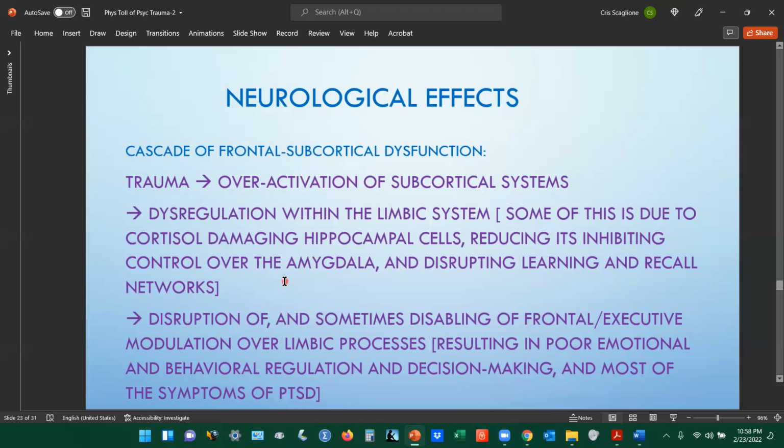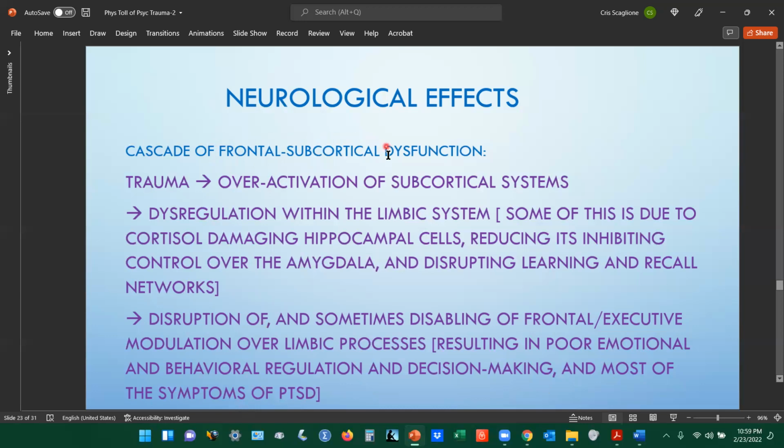Eventually, if this happens enough, which it can with prolonged stress or high levels of trauma, it leads to the disruption of, and sometimes the disabling, at least temporarily, of our frontal executive modulation over limbic processes. And it produces very poor emotional control, poor behavioral control, lousy decision-making, and essentially all of the symptoms of PTSD can be accounted for by this disruption of the frontal subcortical feedback loops between especially the orbital frontal system and the limbic system.